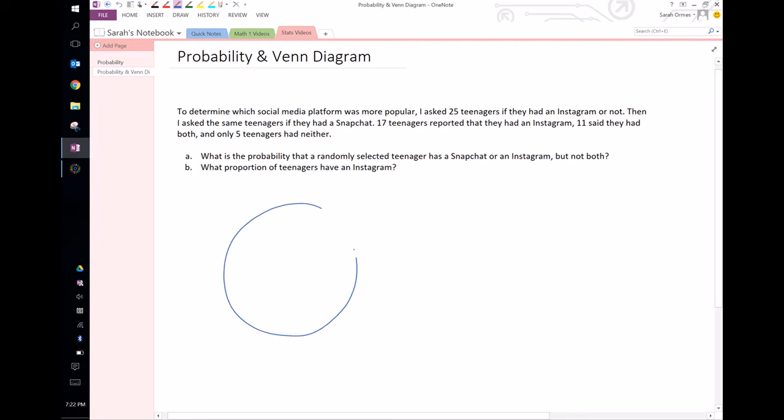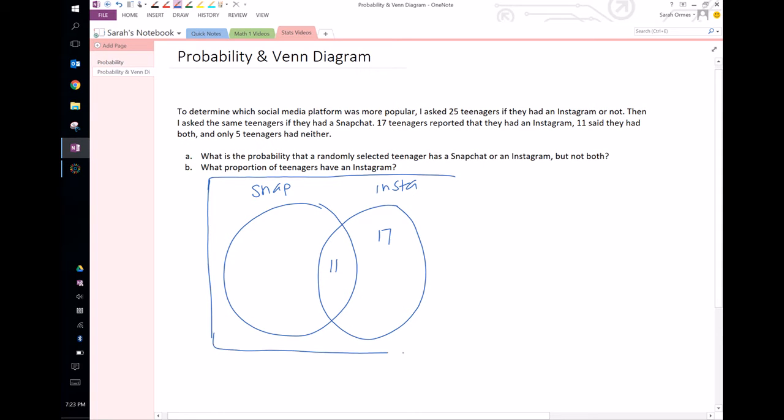So the first thing we need to do is create our Venn diagram. So let's make this Snapchat. We'll make that Instagram. Okay, now let's fill in. I know 17 have an Instagram. I know 11 have both. And I know that 5 have neither. So the neither goes outside our bubbles, but inside our box.